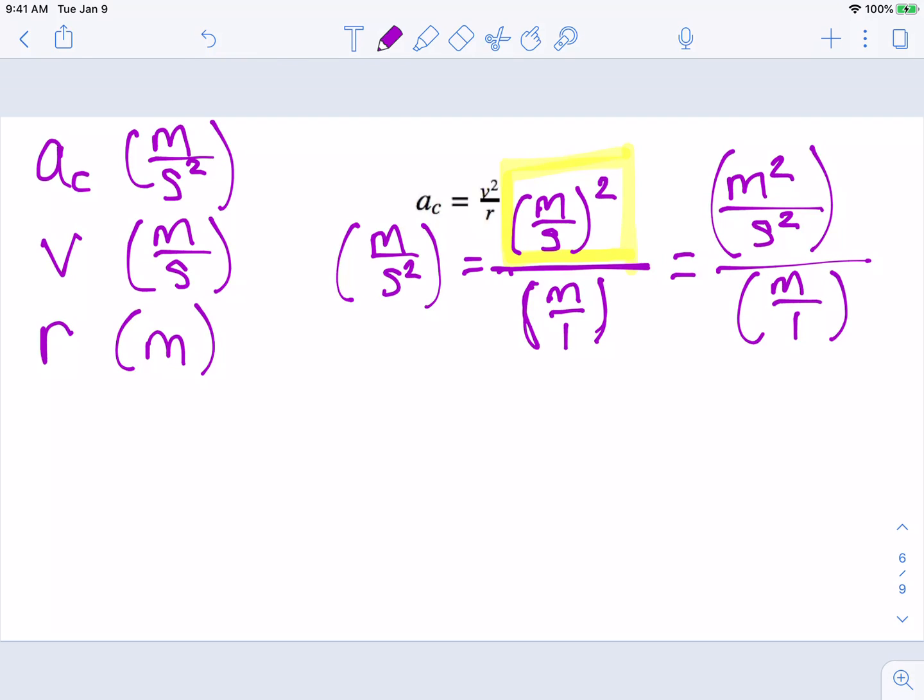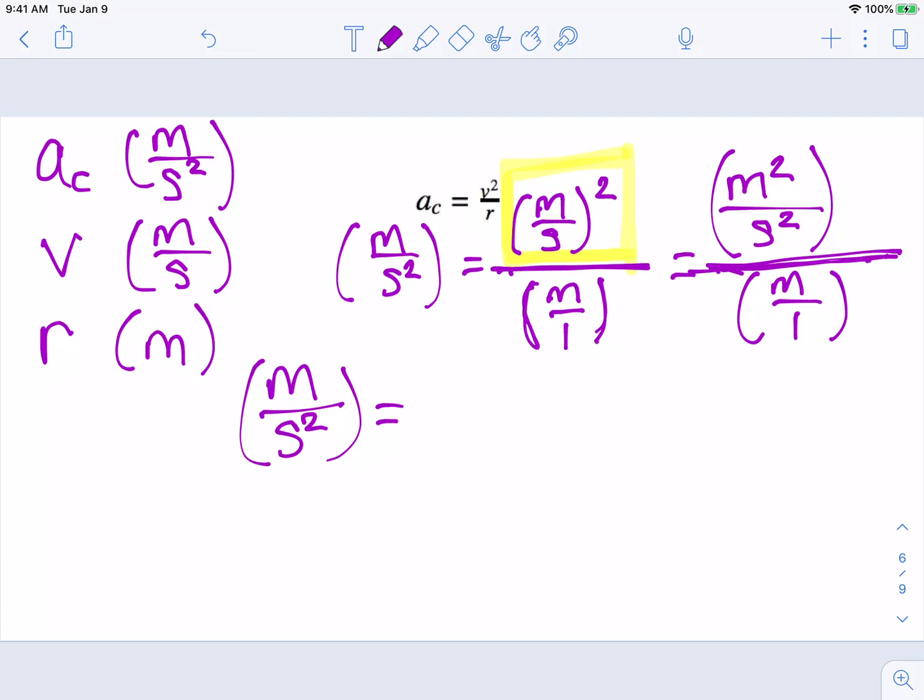Now, how do I do this mathematically? I know you were taught this at some point and you may have forgotten. Some students that I've had in class, they say keep, switch, flip. The idea is this. If you are dividing fractions, it's the same as multiplying by that reciprocal, by flipping that fraction over, if you want to think of it that way. So I'm going to rewrite this line. I still know the acceleration is meters per second squared. That's the left-hand side of my equation.